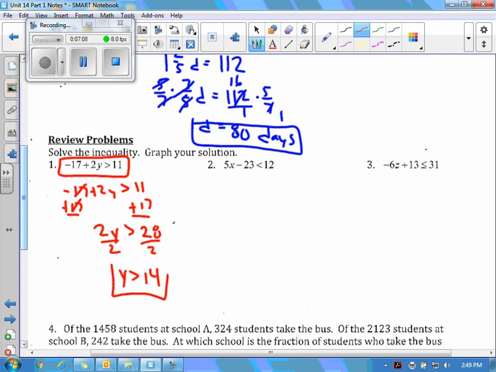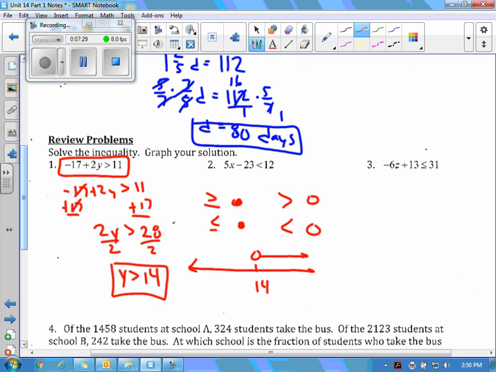So that's solving an inequality. Then graphing your solution. This is 14. I'm going to put an open circle and go to the right for greater than. If it was greater than or equal to, I'd close it in. Less than or equal to, I'd close it in. Okay. Greater than, open, less than, open. Okay. So finish those and do the word problem underneath.